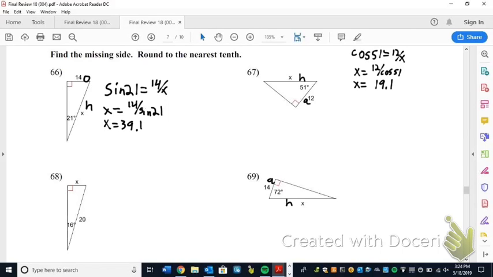For 69, we have the adjacent and the hypotenuse. So again, we're going to be using cosine. So we have the cosine of 72 equals 14 over x. That gives us x equals 14 over the cosine of 72. I'm going to check that because I put cosine of 14, so I may have been asleep at the wheel a little bit when I wrote this. So that should be 14 over the cosine of 72. Let me get out my calculator. Yeah, that's way wrong. So that gives us 45.3.